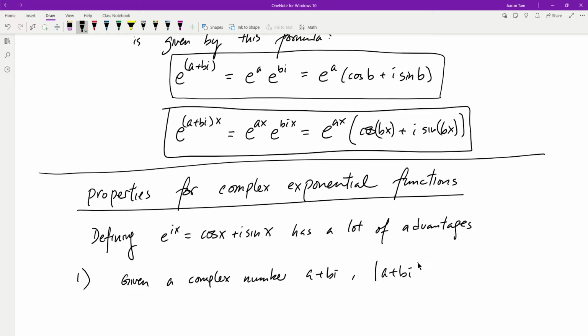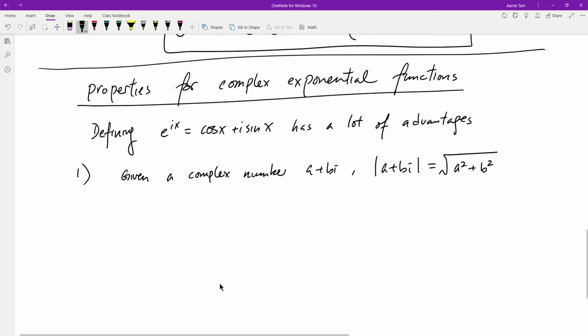The absolute value of a plus bi is given by the formula square root of a squared plus b squared. Notice that you don't do bi squared. You just take the coefficient and then take the square root of the sum of the squares. Because once again, we're defining a plus bi as a vector (a, b) on the complex plane. And therefore, the square root of a squared plus b squared is equal to the magnitude of that.